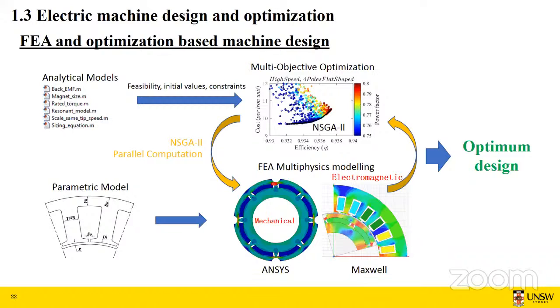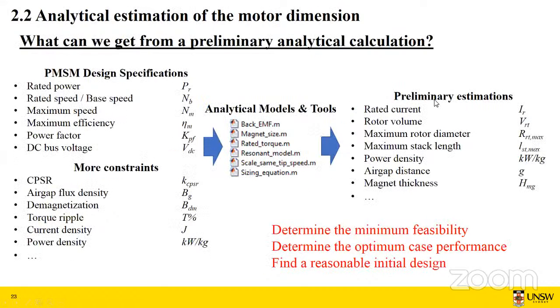It can also help us to determine some initial parameters, the size and dimension of the motor, which can help to reduce the computational time of the optimization. It can also help us to determine the constraints of the optimization. So it is very important to learn how to use these analytical models. The next question is, what can we get exactly from the preliminary analytical calculations?